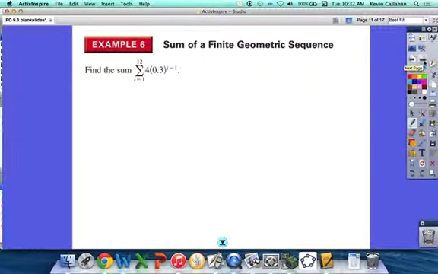Okay, so let's find the sum of a finite geometric sequence. How do I know this one's finite? Yeah, I mean, it goes from 1 to 12. How many terms are we adding up? 12. Right. So let's see. We're going to use our formula. S sub n equals A1 times 1 minus R to the n over 1 minus R. Okay, I have to plug in for A1. How do we find A1 when you're given the summation notation?